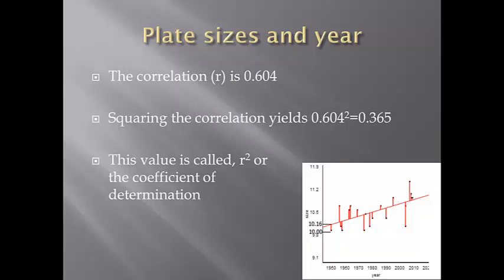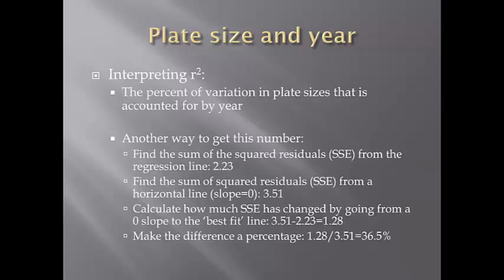Remember that the correlation, often denoted by the letter R, is 0.604 for this data set. If you square that number, you literally get R squared, 0.365. That value is known either as R squared or the coefficient of determination. What does that value mean?